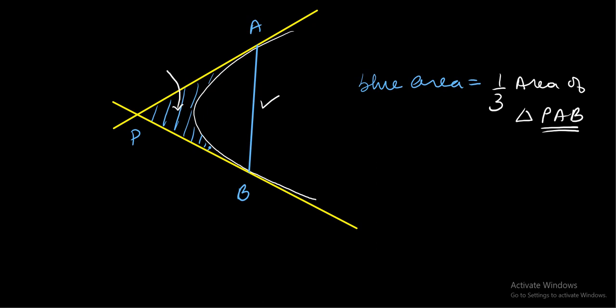Now you can verify it for the standard parabola on your own and learn it. Okay, you can remember that whenever you need this area, simply calculate the area of the triangle PAB, the triangle formed by the pair of tangents and their chord of contact. Find it, take 1/3 of it, and you will get the required blue area.